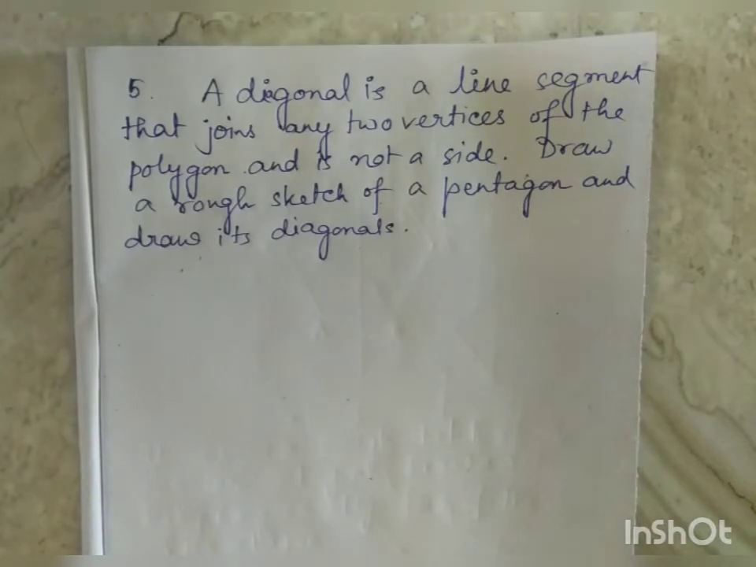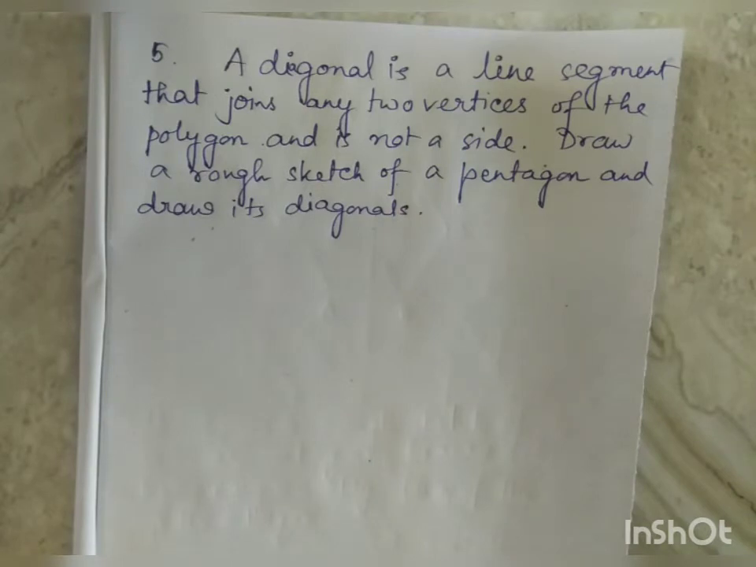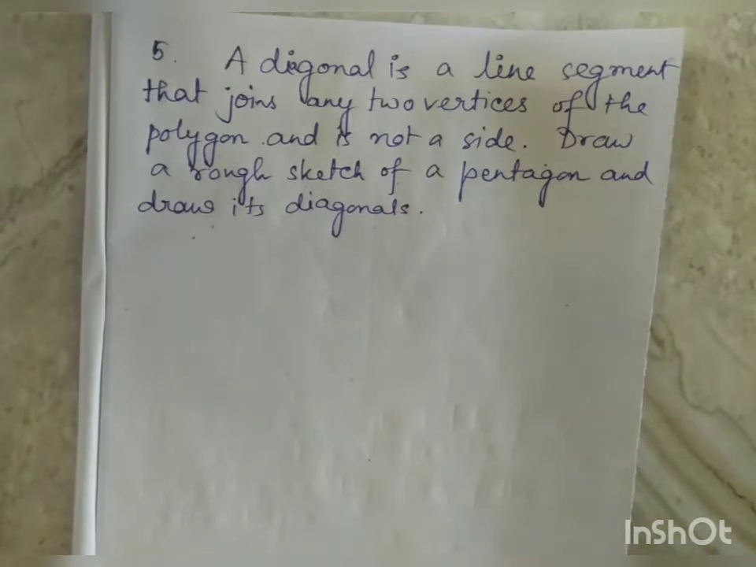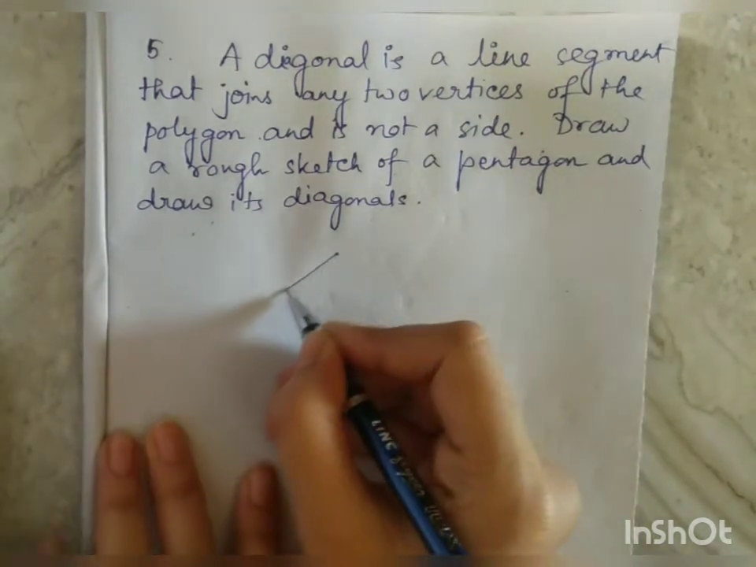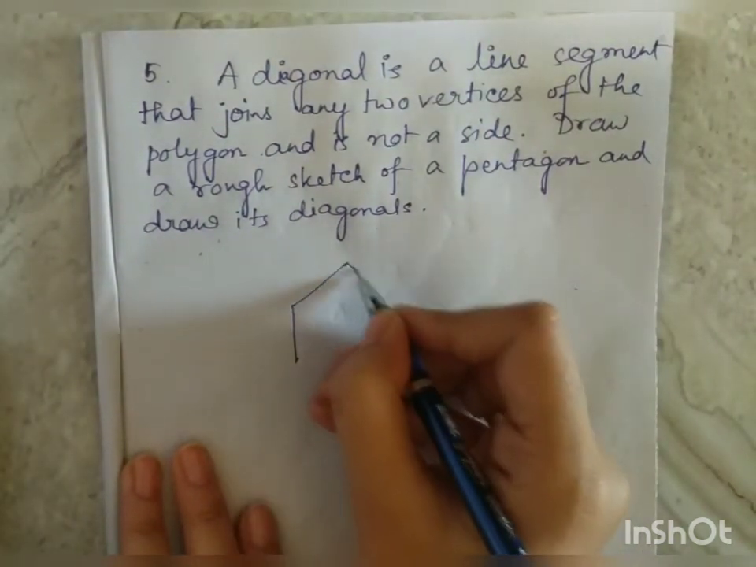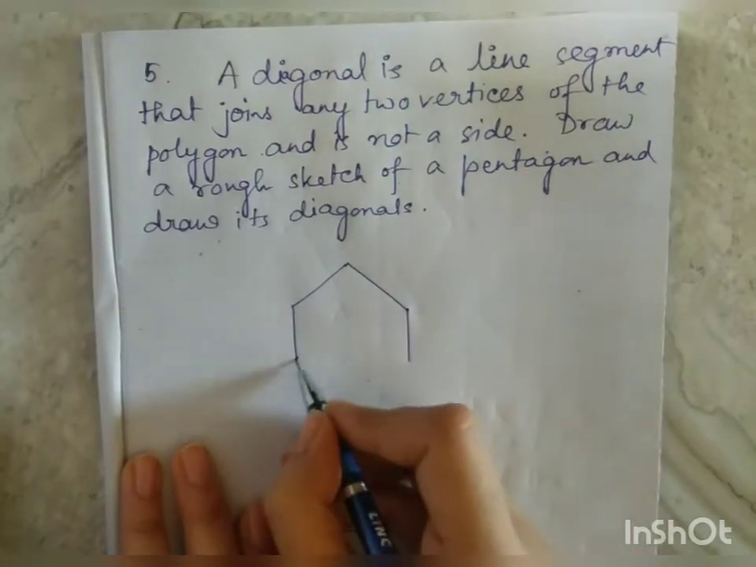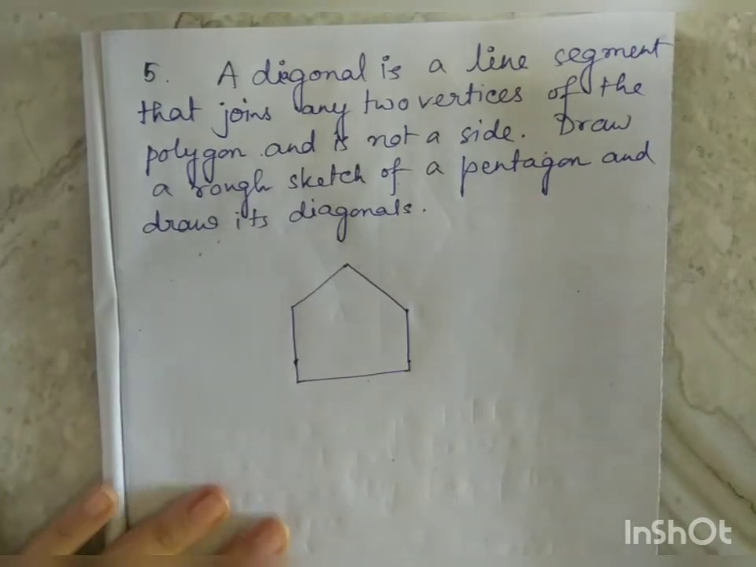Now in question number 5 it is written, a diagonal is a line segment that joins any 2 vertices of the polygon and is not a side. Draw a rough sketch of the pentagon and draw its diagonals. So let's draw a pentagon. This is a pentagon. Obviously this is a rough sketch because we have not used anything.